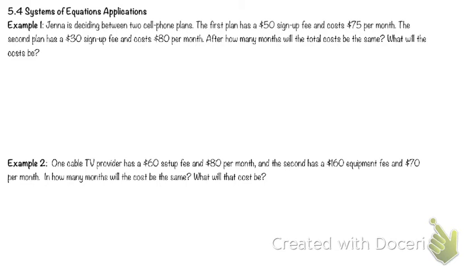We're going to go back to examples 1, 2, and 3 and look at how we set these up to give us some help in how to set up number 4. So number 1, we said the important information was the fact that there was a $50 sign-up fee. It cost $75 per month. $30 sign-up fee, $80 per month. And we want to know after how many months the cost will be the same, and what the cost will be.